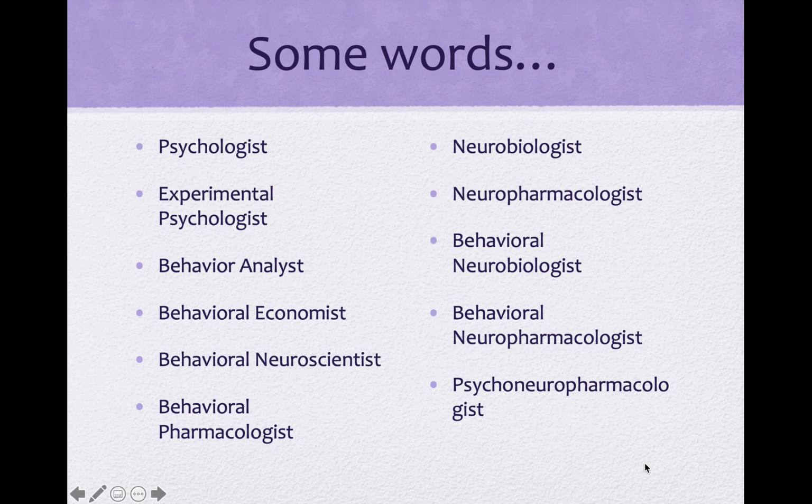So I have been described as a psychologist, an experimental psychologist, a behavior analyst, behavioral economist, a behavioral neuroscientist, a behavioral pharmacologist, a neurobiologist, a neuropharmacologist, a behavioral neurobiologist, a behavioral neuropharmacologist, a psychoneuropharmacologist. I've been called a lot of things, but principally, first and foremost, I am a behavior analyst.